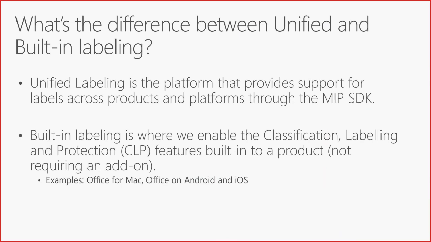Examples of this are Office for Mac today, Office for Android and iOS, and soon we'll have Office for Windows previewing shortly. And when we talk about it being built into Office, we're referring specifically to the Pro Plus or subscription version of Office. If your organization is using an older version of Office, such as Office 2016, Office 2013, or Office 2010, or you plan to use Office 2019 when it's released, you'll need to look at the AIP add-in to provide your classification, labeling, and protection features.